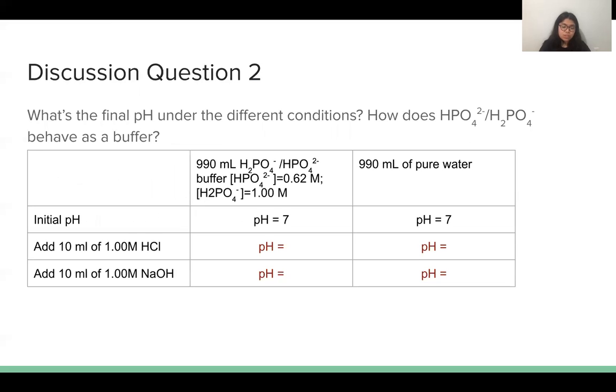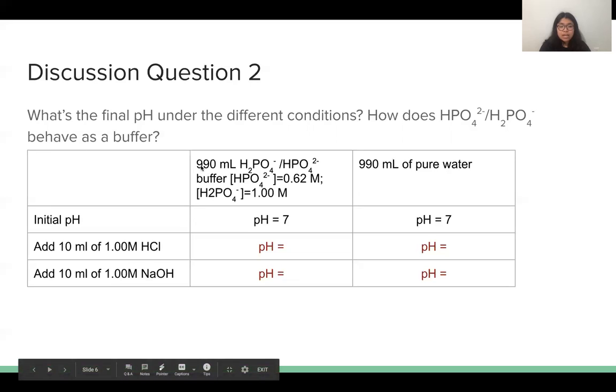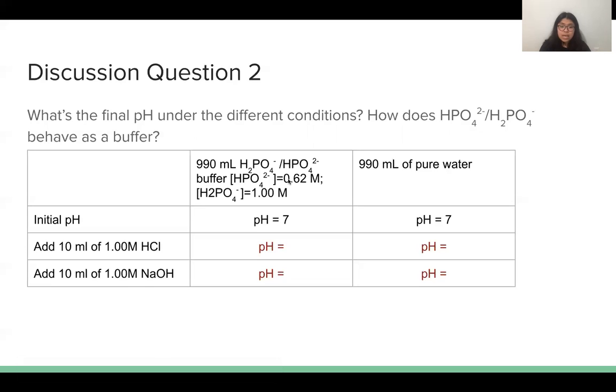So the second question is, what's the final pH under the different conditions, and how does the buffer, we're going to use HPO4 2- and H2PO4-, again, how does that behave as a buffer? Well, if we look at it, we have 990 milliliters of our buffer solution, and these are the given concentrations that we have to use. And we have 990 milliliters of pure water, right? So we know that when you do calculations with the pKa and everything, your initial pH is going to be 7 for both your buffer and your water. That's given to you, right?